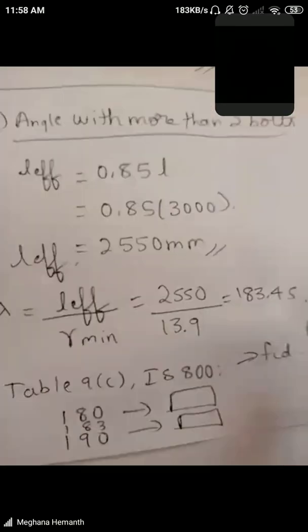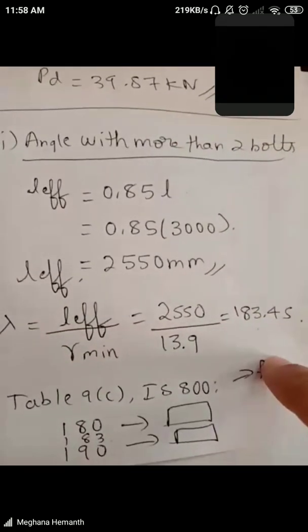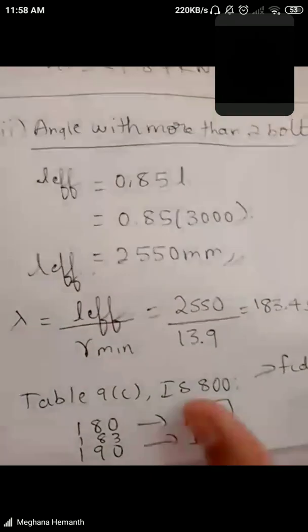Putting the two values for 180 and for 190, you can find out for 183.45. You just interpolate, you're going to get your value. What is the value you will be getting? FCD, or your design compressive stress, you will get it as 42.25 Newton per mm square. Then try to find out your compressive strength of the member.